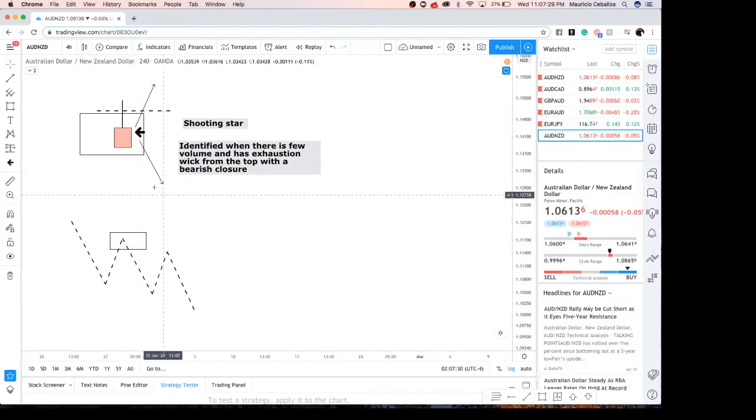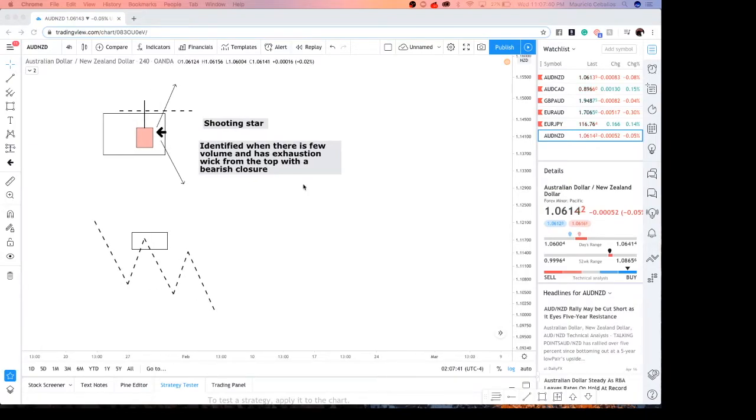Okay, so for now, this is a shooting star. Identify when there is low volume and an exhaustion wick from the top with a bearish closure. That is when we identify that shooting star. Now coming to my favorite ones.